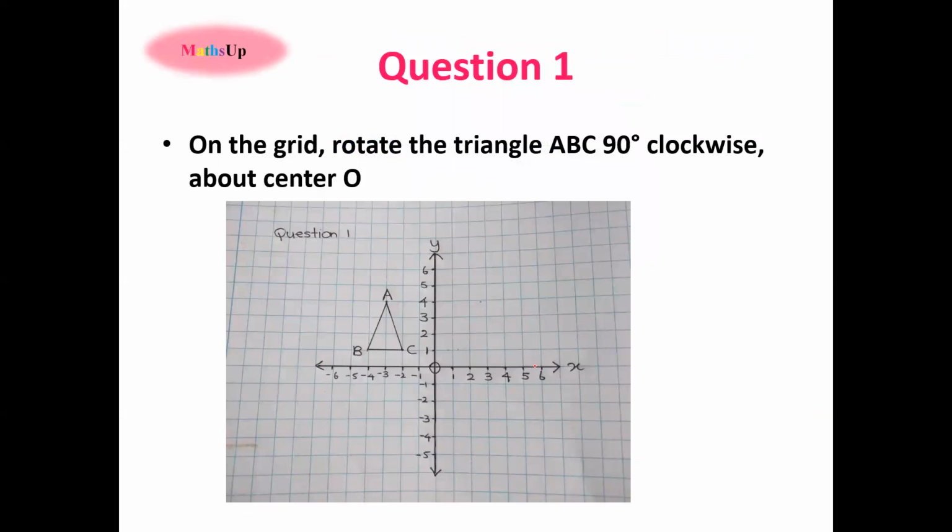We'll move to question number 1. I told you we need to know three things to do the rotation. So we'll read the question and see whether all three things are there. On the grid, rotate the triangle ABC 90 degrees clockwise about center O. So it has the angle of rotation, that is 90 degrees, the direction of rotation, that is clockwise, and the center of rotation. The center of rotation is O, or the origin. You have to take the origin as the center of rotation. So all the three things are there. Now we'll see how we can do the rotation.